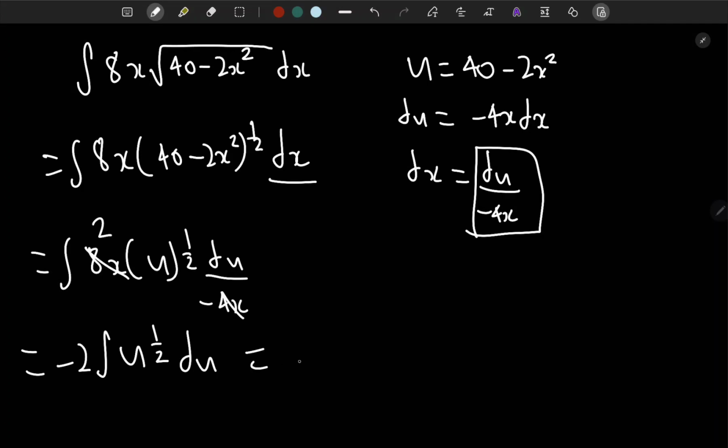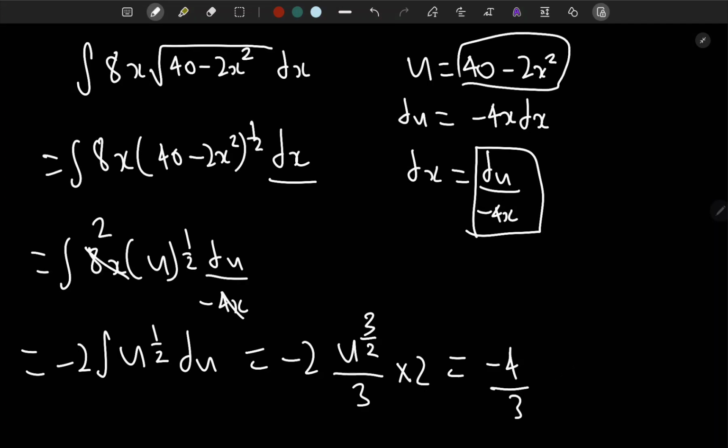And now just integrate this normally, so we will get u to the 3 over 2 over 3 over 2, which we can bring up and will be just times 2 over 3, and the final answer will be minus 4 over 3 u. I'm going to substitute back what it was, so open brackets 40 minus 2x squared to the power of 3 over 2. And we can never forget the c, the constant c.